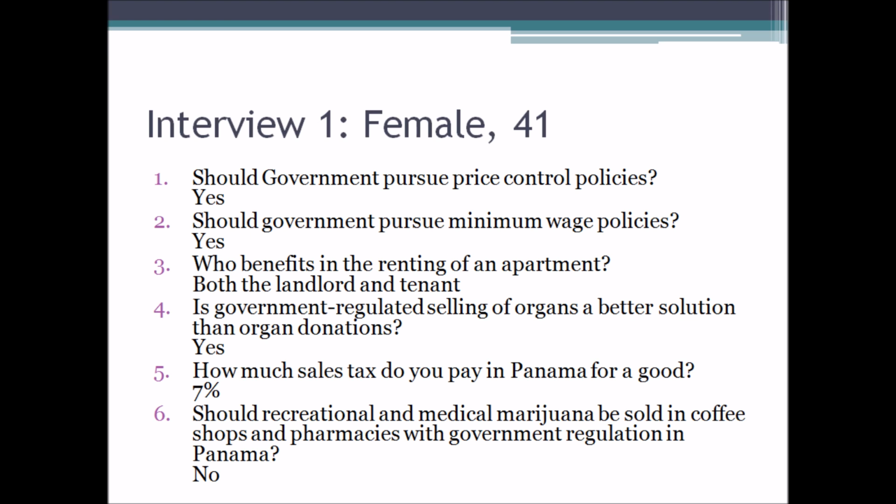How much sales tax do you pay for most goods in Panama? It's 7%. In your opinion, should recreational and medicinal marijuana be sold in coffee shops and pharmacies with appropriate government regulation? I think legalizing marijuana for recreation, definitely not. If it is for medicine purpose, then yes, maybe.